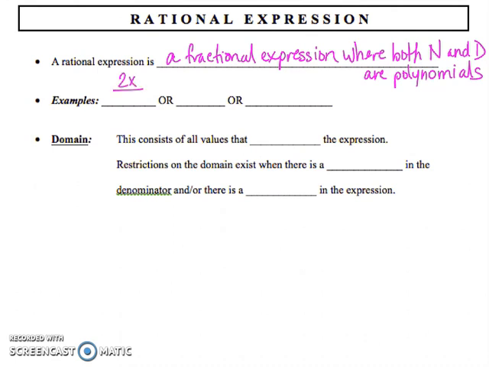We could have 2x over x minus 1, or we could have x over x squared plus 1, or x cubed minus x over x squared minus 5x plus 6. Just a few examples of some rational expressions.